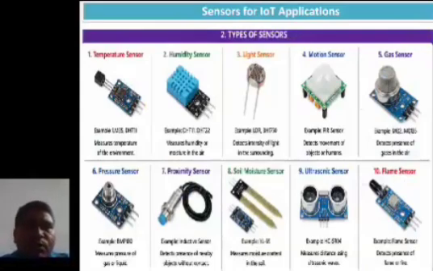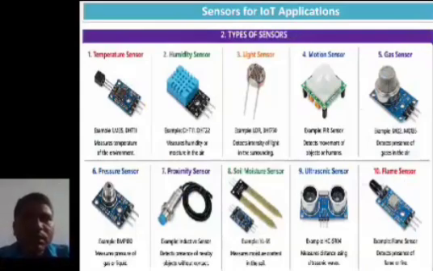The best example for motion sensor is the PIR sensor. It detects the movement of objects or humans, so it is used in security and other automation systems. And then the fifth one is the gas sensor. The purpose of the gas sensor is to detect any leakage of gases or harmful gases, so it is mainly used in safety applications.